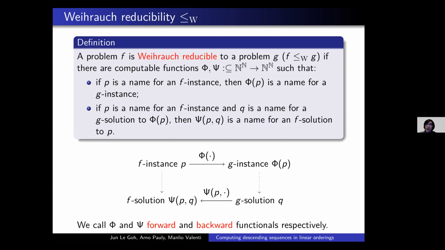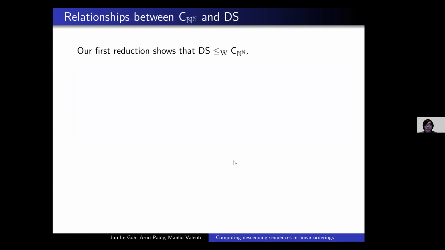Now let's go back to the problems of DS and also choice on Baire space. And let's talk a bit about what we know about their relationships. Remember, DS is the descending sequence problem, right? We're finding descending sequences, and choice on Baire space is the one where we are finding paths in ill-founded trees. So the very first reduction that we had on the first slide, that is a Weihrauch reduction. So that shows that DS is Weihrauch reducible to choice on Baire space.